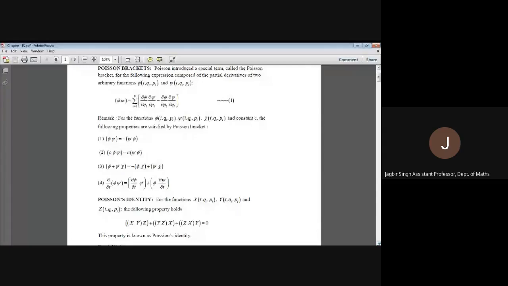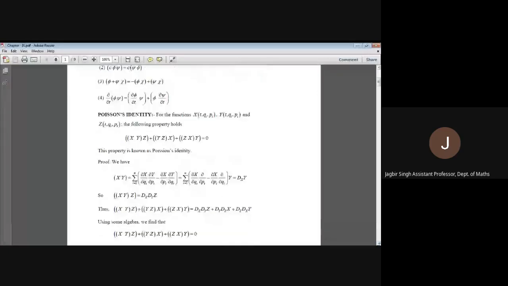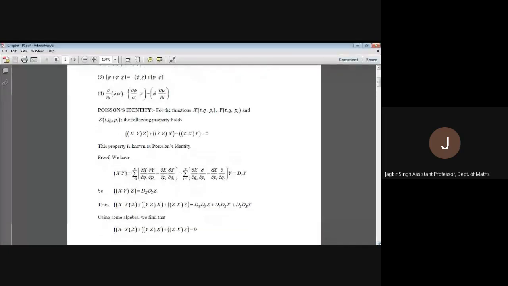After that, we have the Poisson identity. It states that if we have three functions x, y, and z, then the Poisson identity is the Poisson bracket of x, y, and then the Poisson bracket of that function with z, plus, giving the cyclic shifts, the Poisson bracket of y, z, and for that function take the Poisson bracket with x, plus the Poisson bracket of z, x, and then take the Poisson bracket with y. The sum of these terms will be 0.